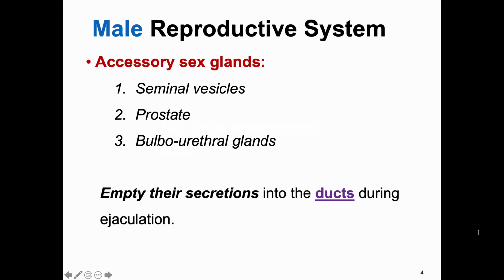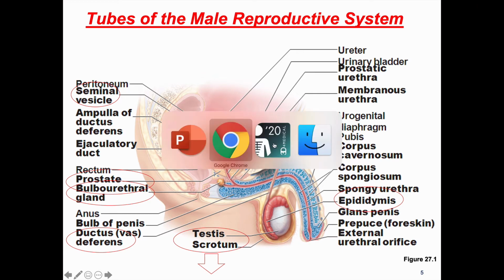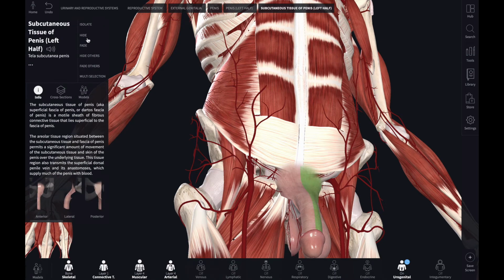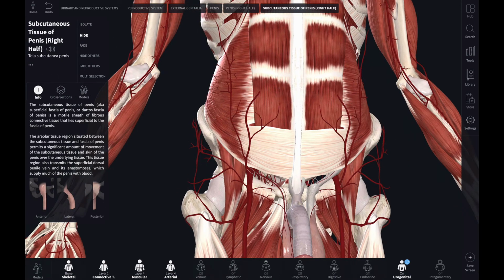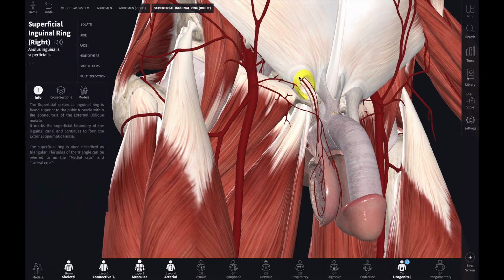Let's start with the tube of the male reproductive system, that is the vas deferens. As I told you, the vas deferens starts in the epididymis and goes all the way up to the superficial inguinal ring. Here you can see this is the superficial inguinal ring.